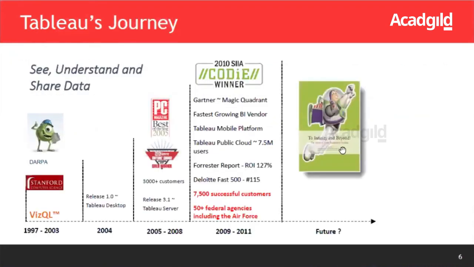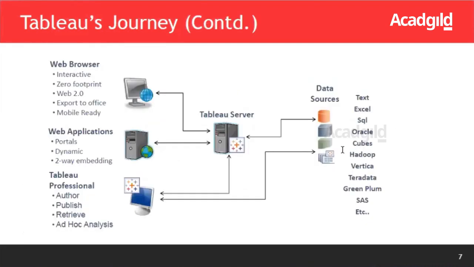So Tableau, again, this is something on the lines of journey. Okay, so how Tableau was developed and what is its journey now. So this basically conveys how a Tableau's footprint is. So how it is being used, what are the data sources it can connect to.